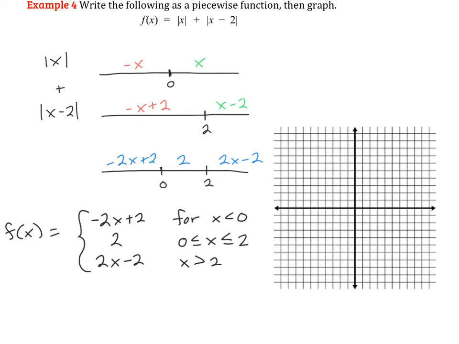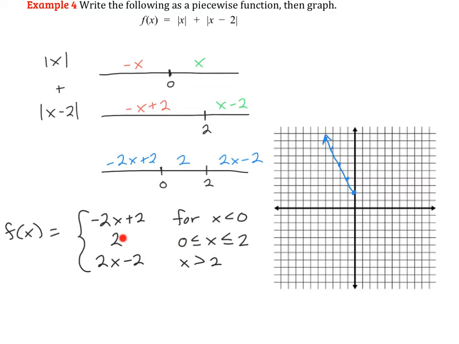Okay, again, for piecewise functions, we always start by substituting. So if I substitute x equals 0, I get 2. So that's my starting point. And then this function has a slope of negative 2, so I can follow that going backwards. And I have this portion of my graph.